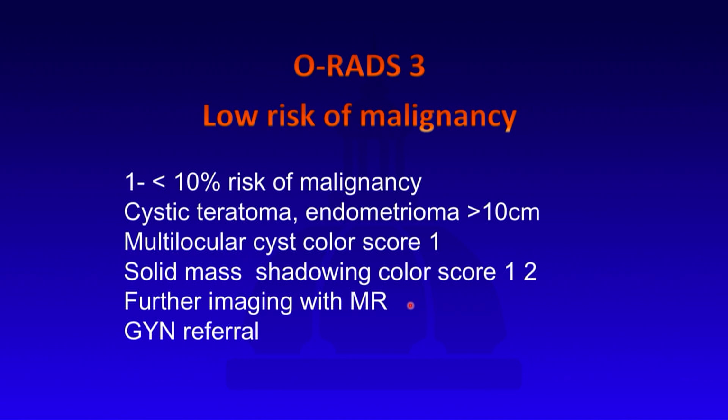All right. Now, O-RADS 3 lesions are lesions that have a relatively low risk of malignancy, probably less than 10%. And what do they include? So cystic teratomas or endometrioma that are more than 10 centimeters, multilocular cyst with no or minimal color, or solid mass with some degree of shadowing with color score of 1 or 2. And these patients should usually have further imaging with MR. And if they need to be taken out, a gynecology referral, but because we think they're likely benign, they can likely be treated laparoscopically unless they're huge, and also do not require gynecologic oncology consultation.